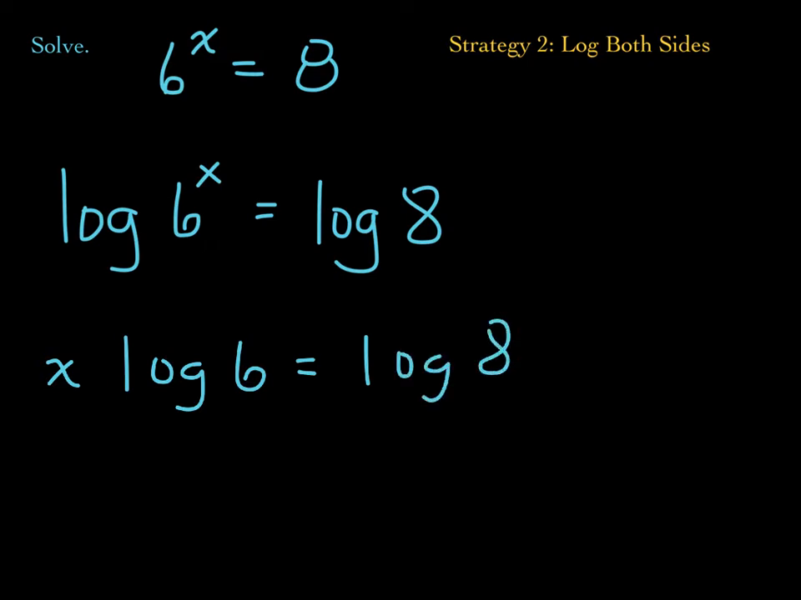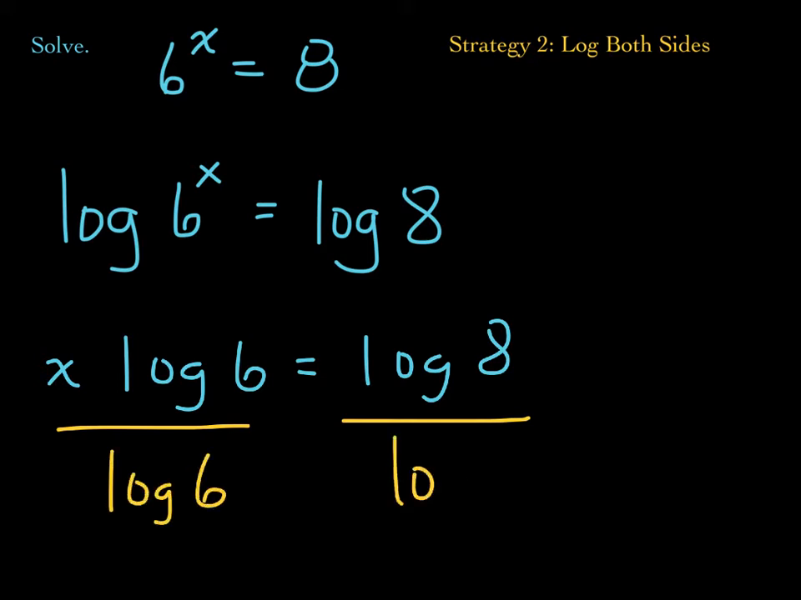So now all I have to do to both sides is divide by the number log 6. Remember, it's just a number. It's an exponent. A logarithm is an exponent. So log 6 is the exponent to which you raise 10 to get 6. So this is just a number.